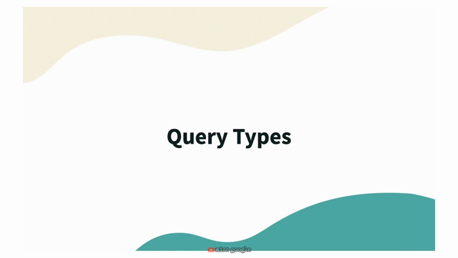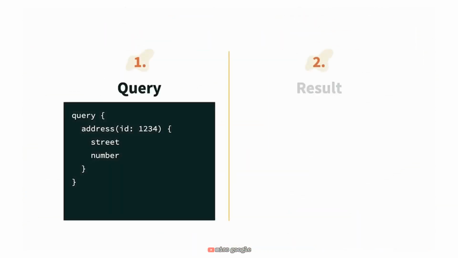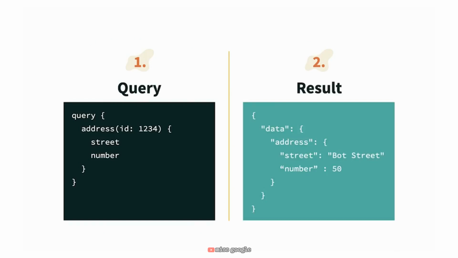Queries fetch data, just like GET methods in a REST API. Let's take a look at the GraphQL query on the left to fetch data.